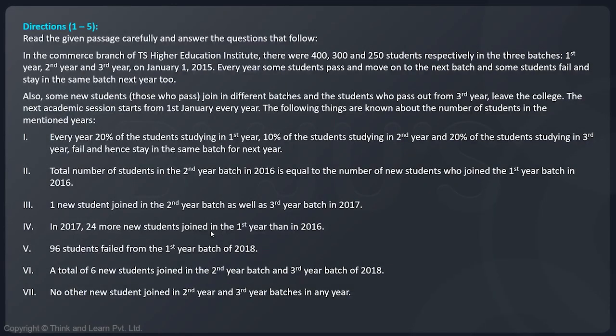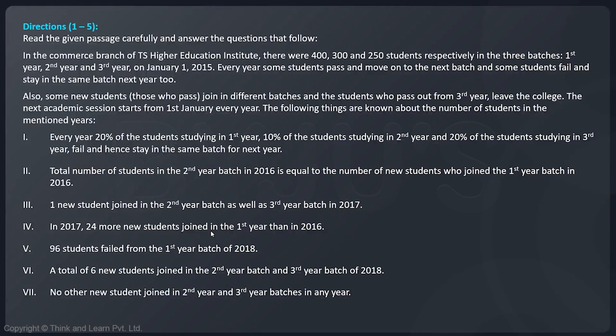Directions from question number 1 to 5. Read the given passage carefully and answer the questions that follow. In the commerce branch of TS Higher Education Institute, there were 400, 300 and 250 students respectively in the three batches, first year, second year and third year on January 1st, 2015.